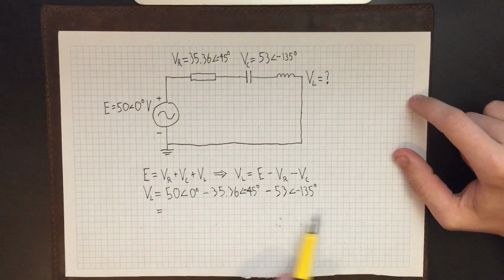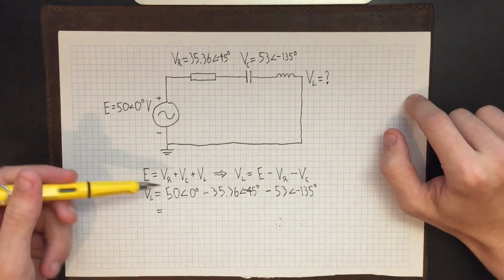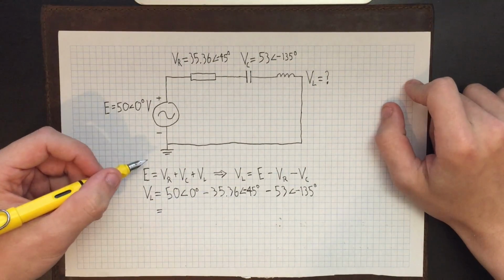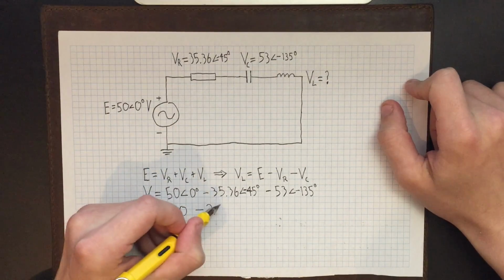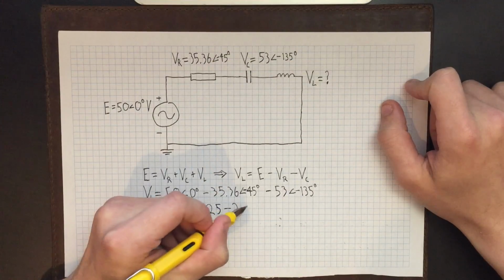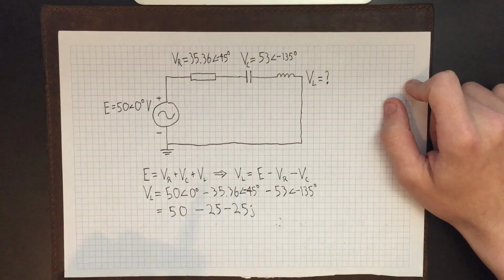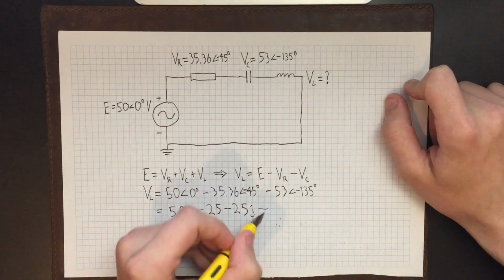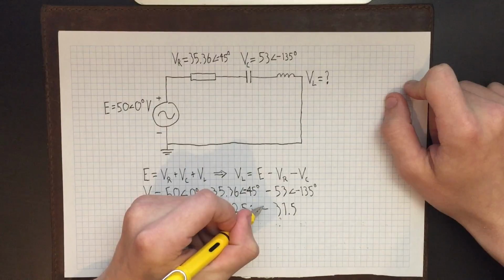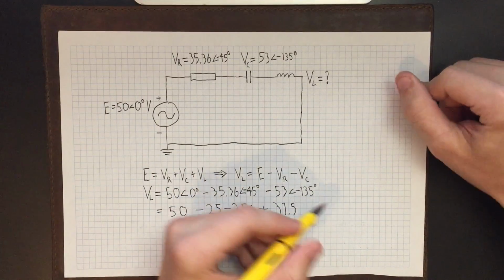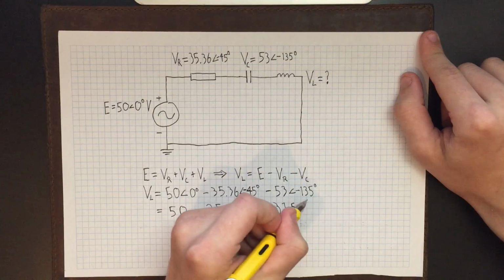We have the polar values here, and if we want to add and subtract, we want to convert those into rectangular form. We have our source voltage, which is just 50, and subtract from that 25 minus 25j, which is the resistor voltage here in rectangular form. And then we just subtract the capacitor voltage as well, which in this case will be negative 37.5. So this will be a plus, and the j value was also a negative 37.5, so that's also a plus.